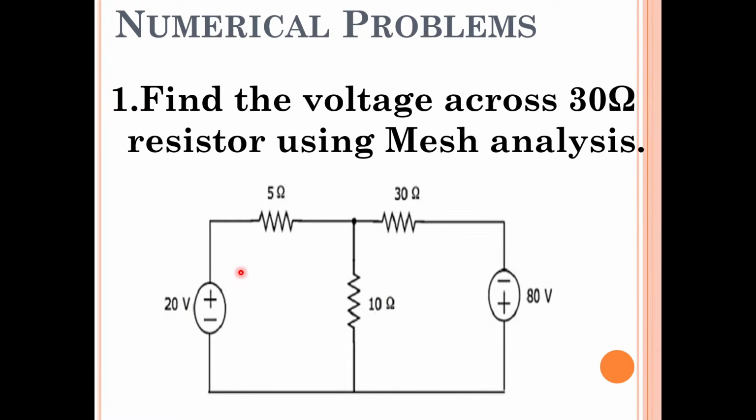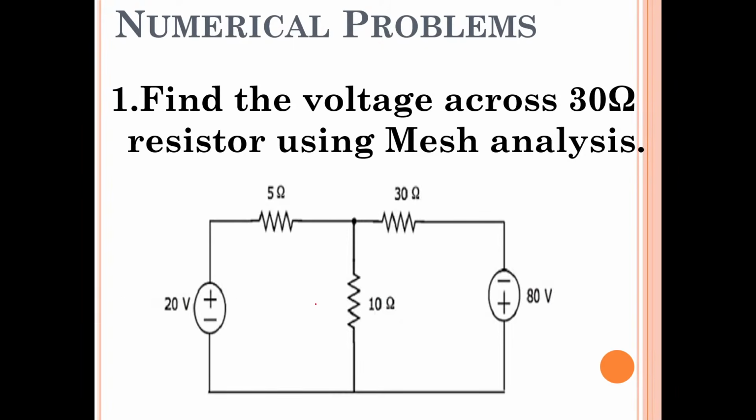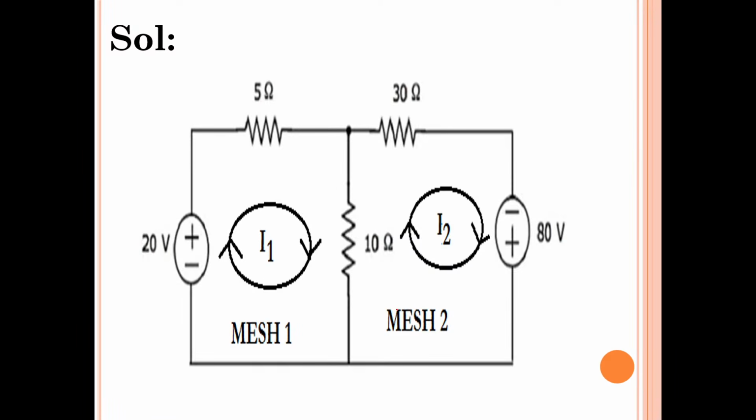The mesh current directions you can assume either in clockwise or anti-clockwise direction. That I will show you in the next slide. Since you people have completed drawing, I will change this slide and show you how to consider the mesh current. So here two meshes are there, mesh 1 and mesh 2.